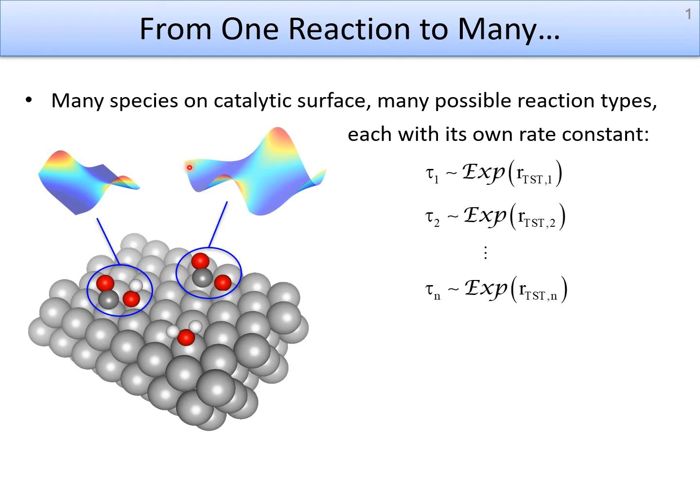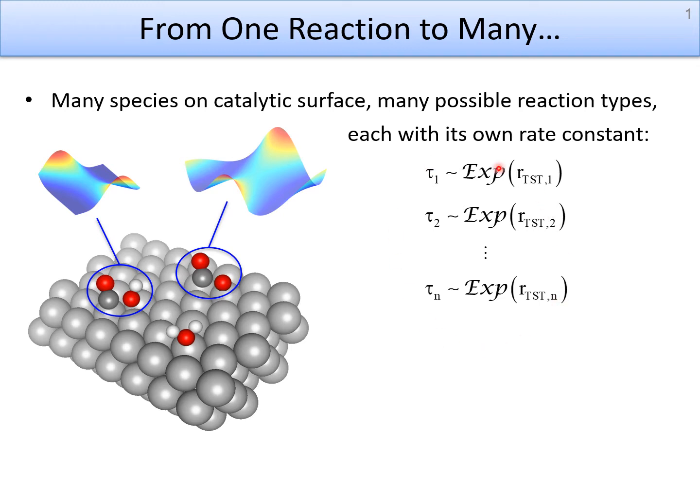So if we have, let's say, events like adsorption, desorption, diffusional hops of species from site to site, and also different types of reactions like this CO oxidation event that I show here, this carboxyl formation event from these two reactants, etc. So if we have many species on the catalytic surface, we have many possible reaction types, and each one will have its own rate constant. So reaction 1 would have RTST,1 as its rate constant. This is for reaction 2, reaction N, etc.